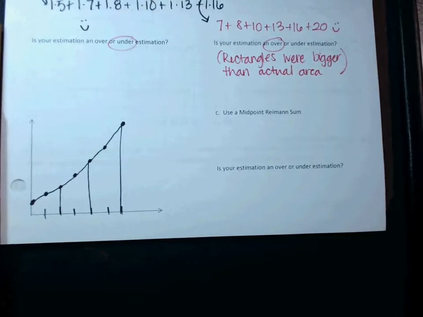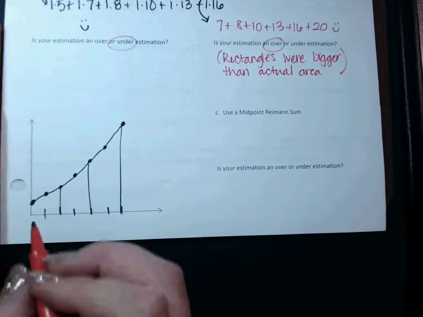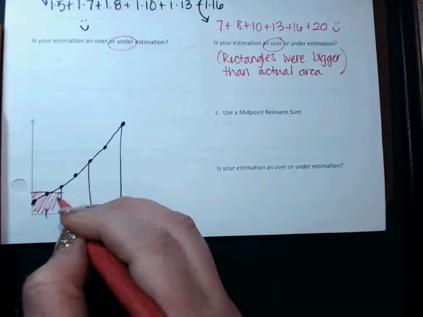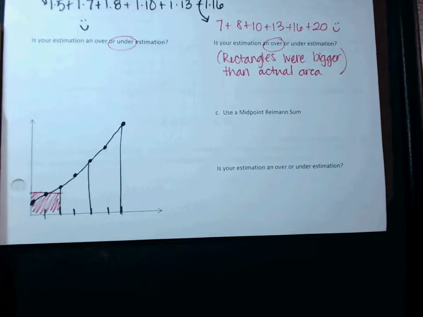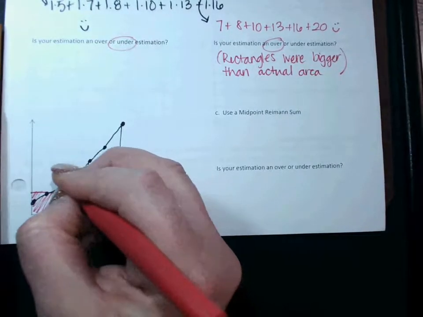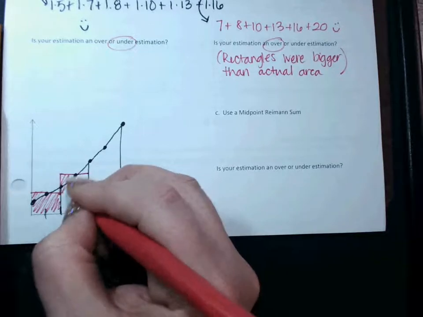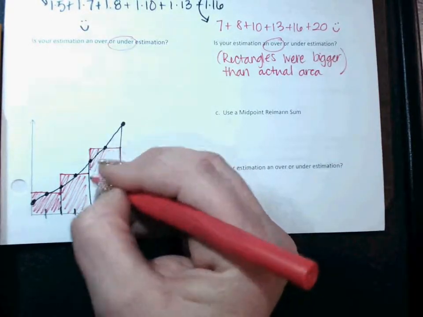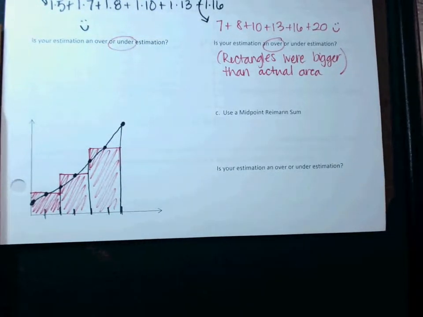That's right. So I'm going to use this height right here. And then I'm going to shade it in. And then on my next rectangle, I'm going to use this height right here. And then I'm going to shade it in. And then that height. And then shade it in.